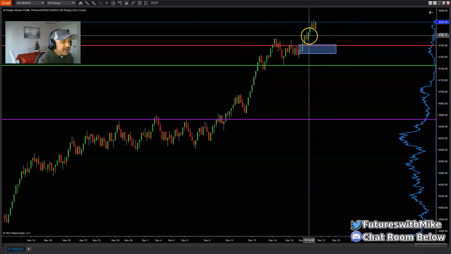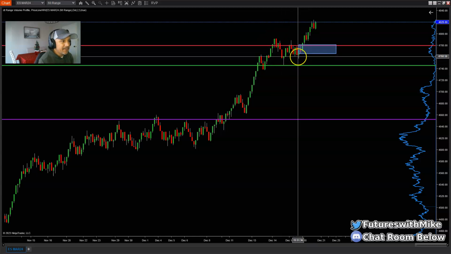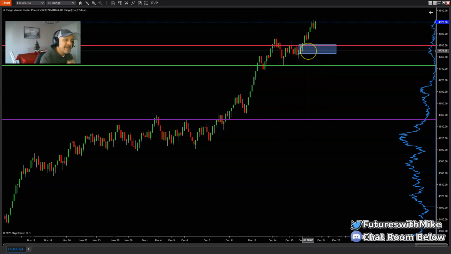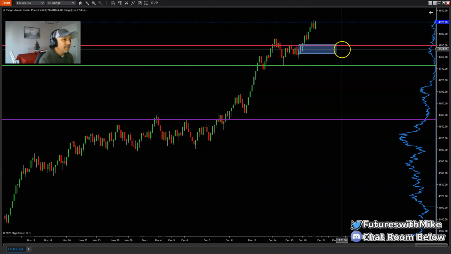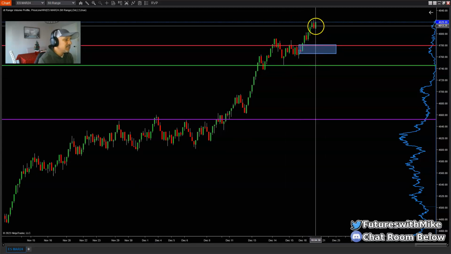Now, one thing about this right here, this was actually a break of structure. Okay? So we broke structure to the upside right here. So if the market comes back to this area, again, I'm going to look for something to unfold on my lower time frame. But I don't know if we're going to pull back to this area today, tomorrow, Friday.